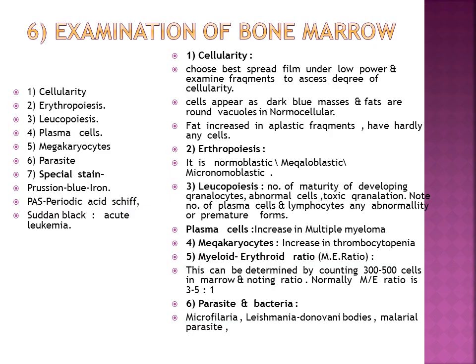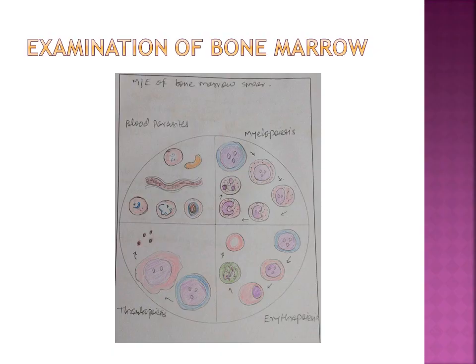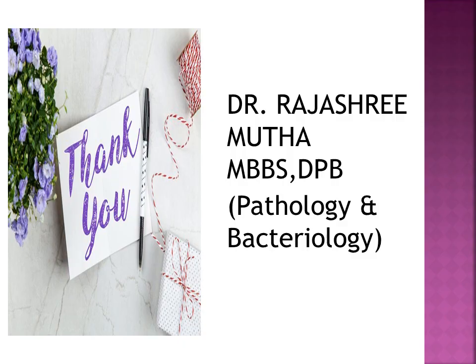In this picture we can see all the myelopoietic series like myeloblast, myelocyte, metamyelocytes, band forms, or erythropoietic series like erythroblast, normoblast, reticulocytes, and thrombopoietic series like megakaryoblast, megakaryocyte, and the platelets. So in this picture you can see examination of bone marrow: all the series of cells of myelopoiesis, erythropoiesis, thrombopoiesis, and the blood parasites like microfilaria, Plasmodium species, or Leishmania.